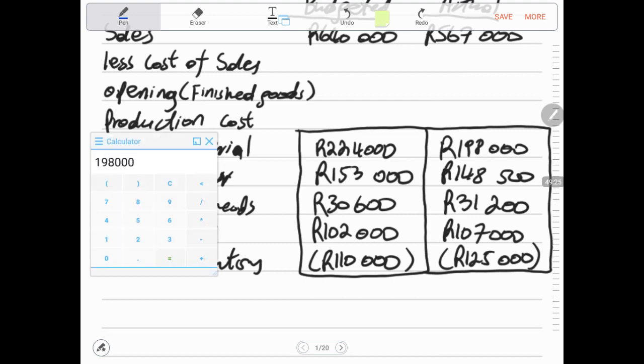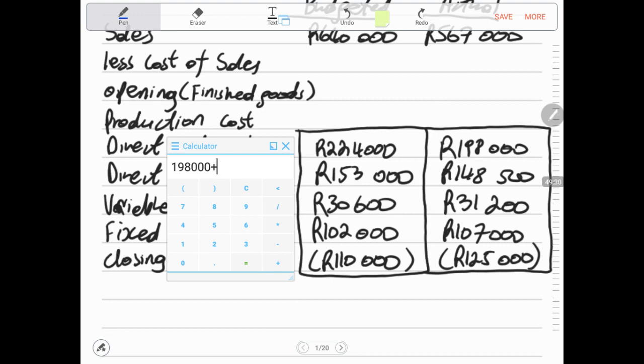Then production cost will be made up of material 198,000 plus 145,800 plus 31,200 plus 107,000 minus 125,000, and this gives us 357,000. This is 357,000.